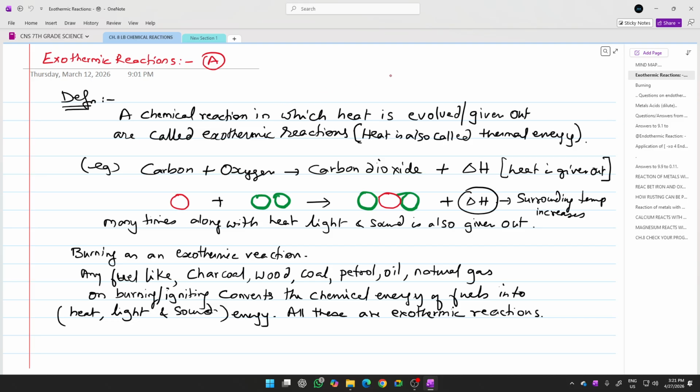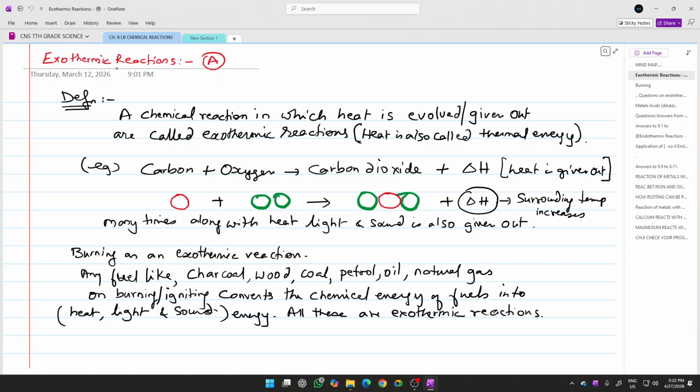So in the first lecture, I talked to you about this mind map. In detail, I explained what the different sections are in this chapter, chemical reactions. We are now going to start with the very first section, which was 8.1 in your textbook, and in my notes I have given it the name section A: exothermic reactions. So let us get started with today's session.